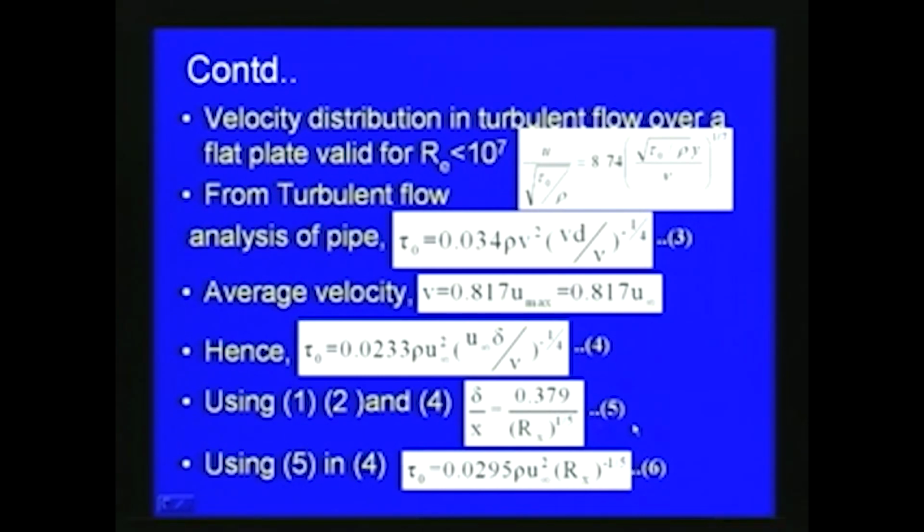So, this is to find out the boundary layer thickness at any location with respect to the turbulent boundary layer formation. And now, if you use equations number 5 and 4 together, we can show that τ0 is equal to 0.0295 ρ u∞² Rx to the power minus 1/5, as given in equation number 6.